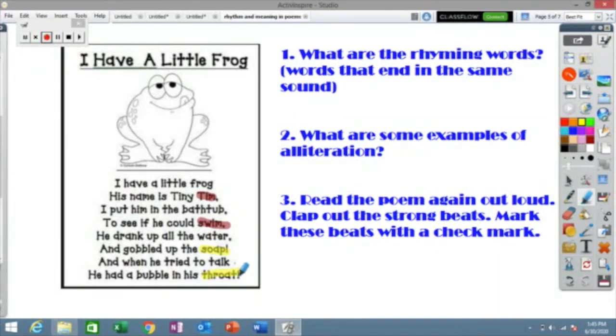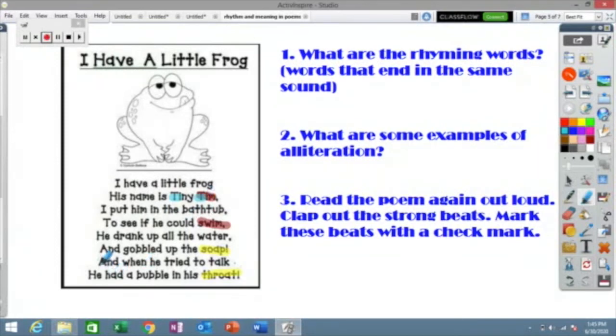Number 2, what are some examples of alliteration? Remember, alliteration is repeating the same sound at the beginning of a word. So it doesn't have to rhyme, it just has to start with the same sound. So here where it says his name is Tiny Tim, Tiny and Tim both start with the T sound. So that's alliteration.